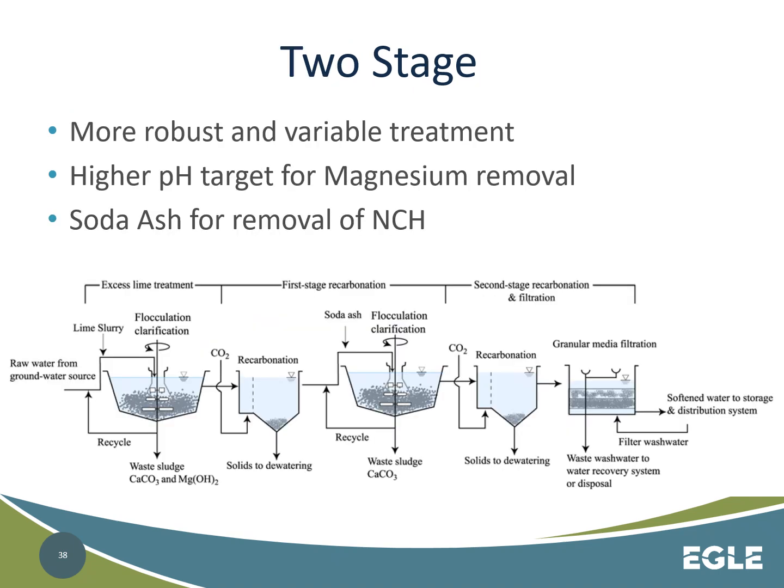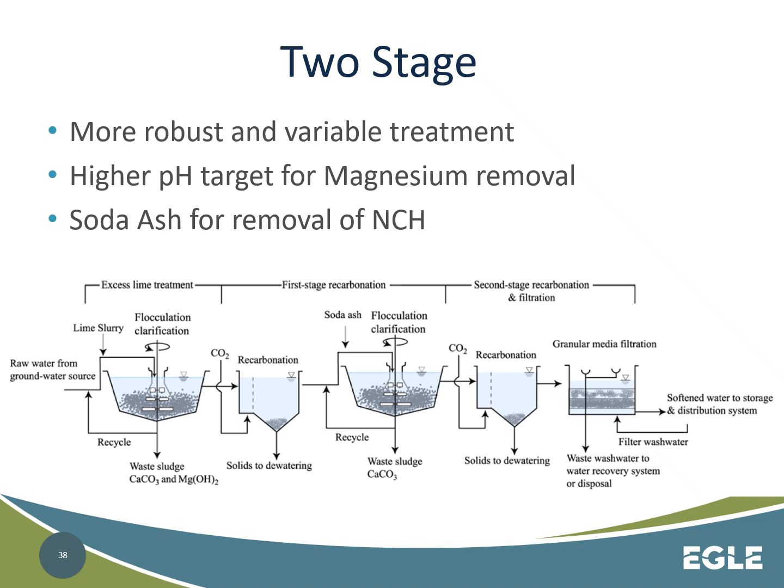Softening can also be done in a 2-stage treatment. This method is more robust and flexible, allowing for use of soda ash and magnesium removal with excess lime. Looking at the diagram, raw water enters on the left where lime is added in the primary treatment. This diagram shows excess lime being added at this stage, allowing for magnesium removal at the higher pH of 11.3. Calcium and magnesium hardness precipitate out and settle to the bottom, forming sludge. Sludge is removed, with some being recycled back into the process to seed the reaction.